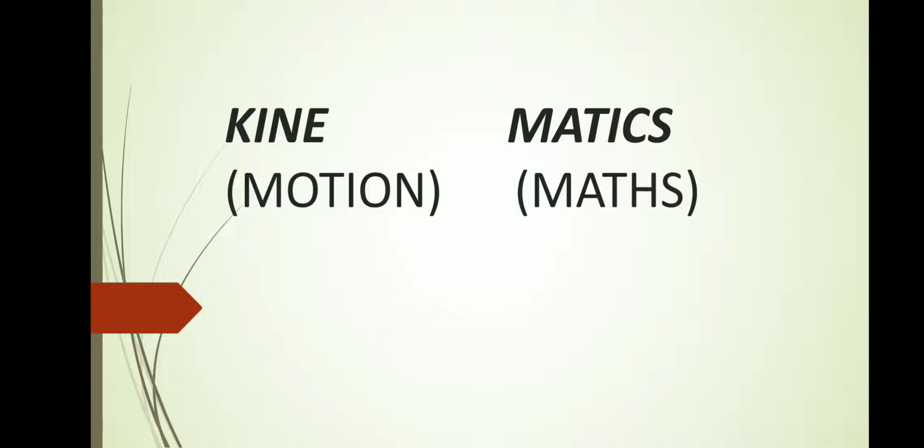Now first of all, what do you mean by kinematics? Kinematics is derived from two words. It is a combination of two words. Matics means maths and kine means motion. So simply it means that we are going to do mathematics of motion.